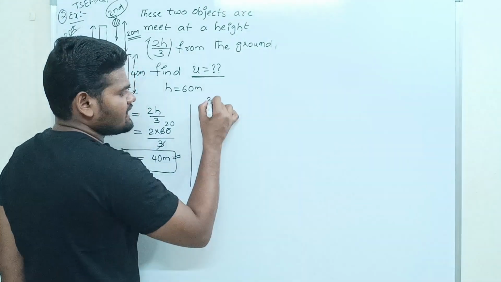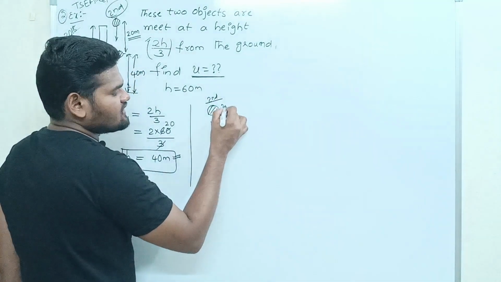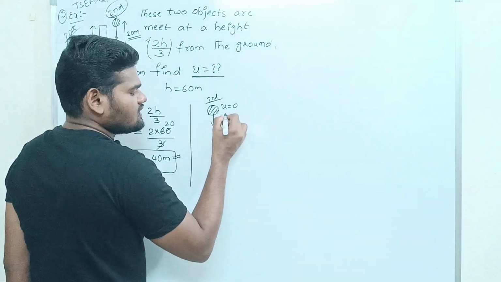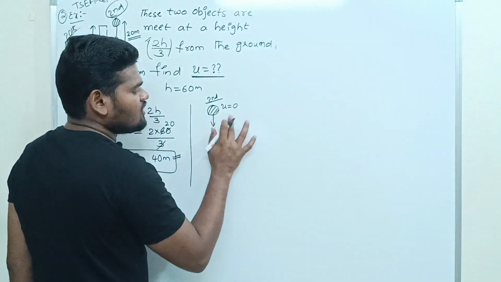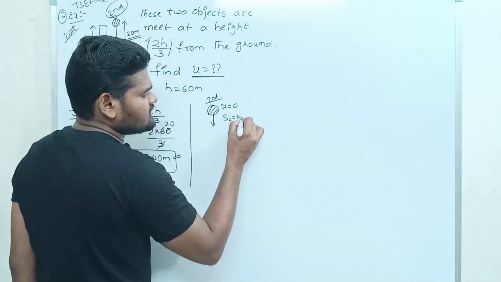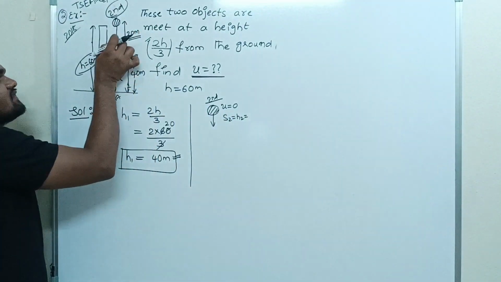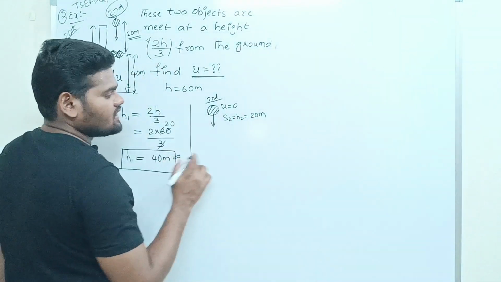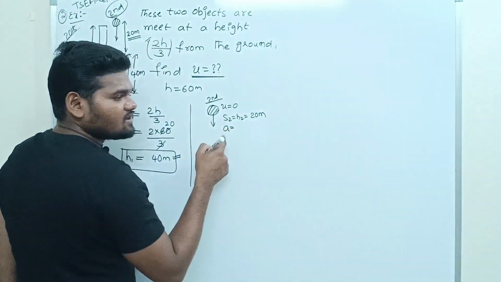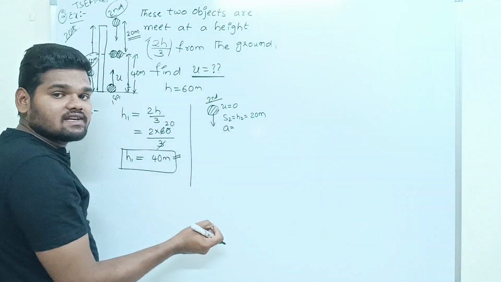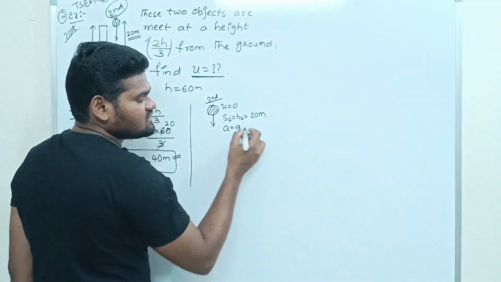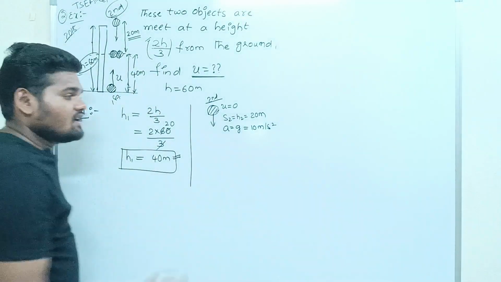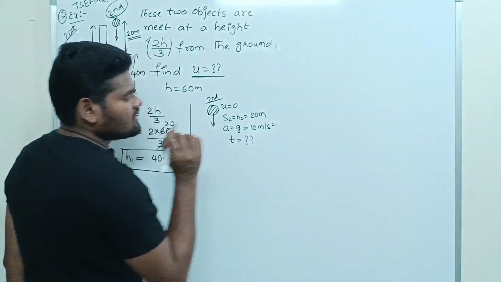The initial velocity of the second object is equal to how much? 0. And the distance traveled by the second object, let us say s2 equals h2, is how much? 20 meters. And acceleration due to gravity, whenever the object is moving towards the ground, is g, and its value is 10 meters per second square. And I want to find the time.